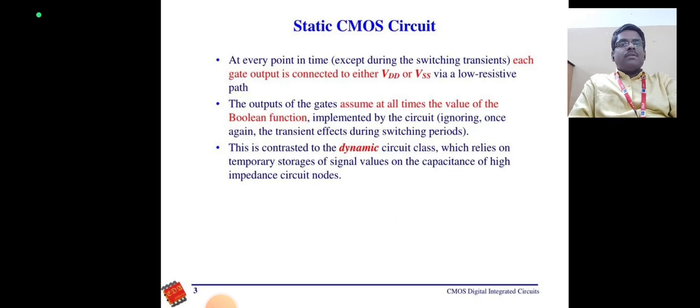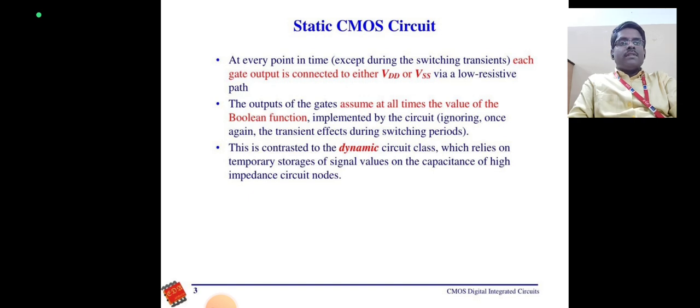Then static CMOS circuits. We already discussed that static means constant output. In VLSI design circuits, we use a constant voltage, that is 5 volts. If the logic is 0, the voltage is 0, and if the logic is 1, the voltage is 5 volts. So we are generating a constant voltage.